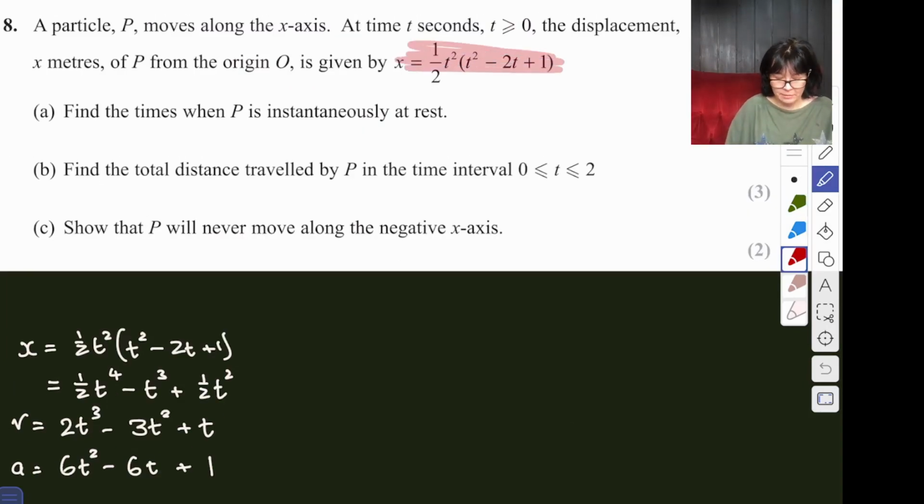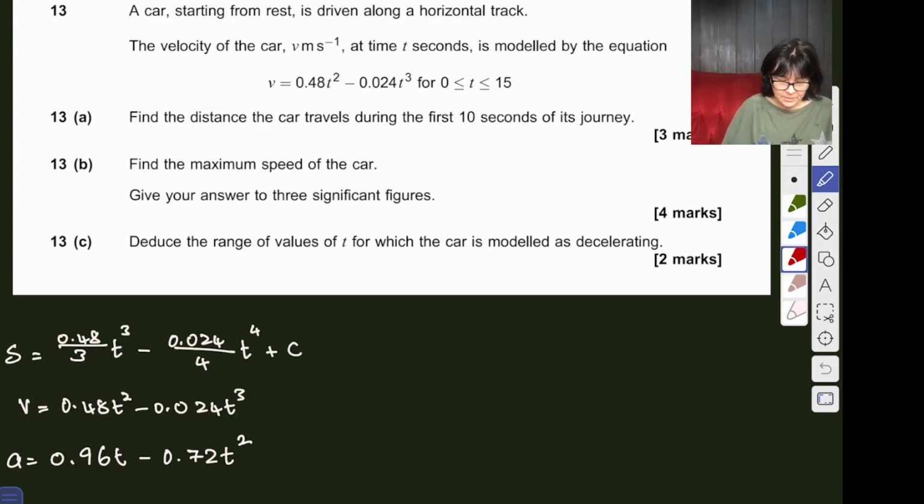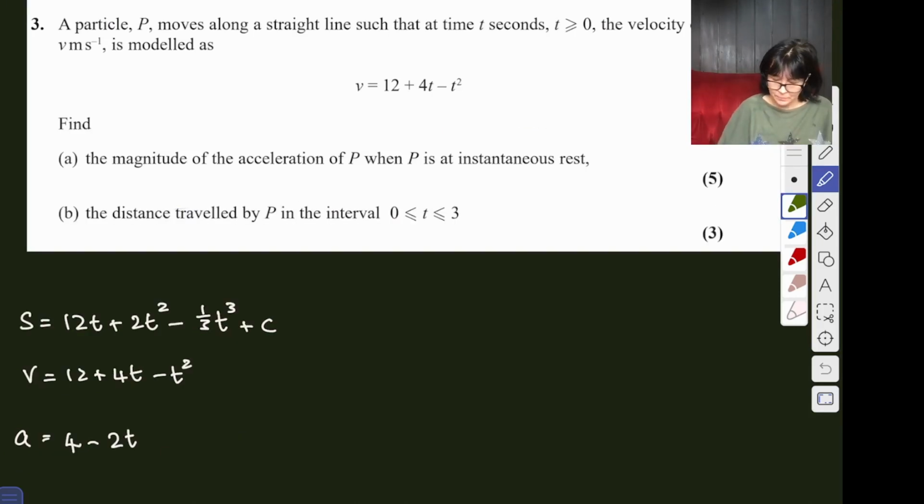Here's how we know it's variable acceleration. Here's instantaneously at rest. And here's the distance between 2 known times. This is going to be the classic question that you're going to see. This is how we know it's variable acceleration. This is the distance from t is 0 to t is 10, and there's no instantaneously at rest. This is how we know it's variable acceleration. Here's instantaneously at rest. Here's the distance between two known points.